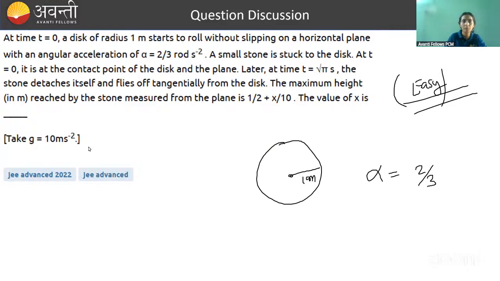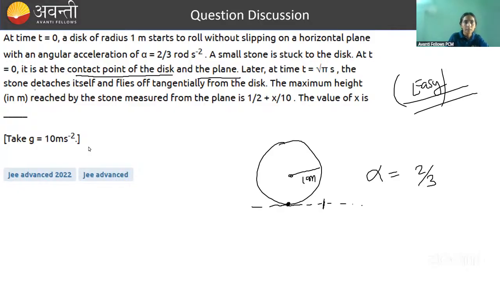The question is more of not rolling, I would say. Yes, the rolling concept will come into use, but not much. Okay. So here the question is saying that we are sticking one small stone to the disk, and when we are doing this at t equal to 0, it is at the contact point of the disk and the plane. So at the point when the disk is in contact with the plane surface, at that point itself a stone is getting stuck. We are placing a stone there.